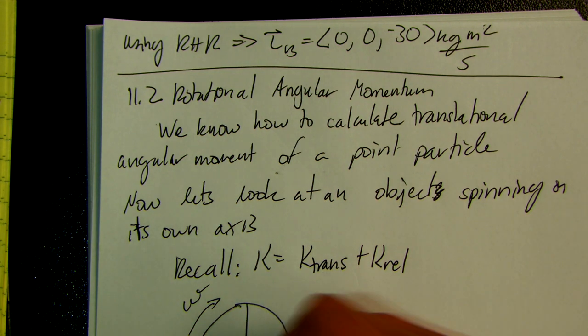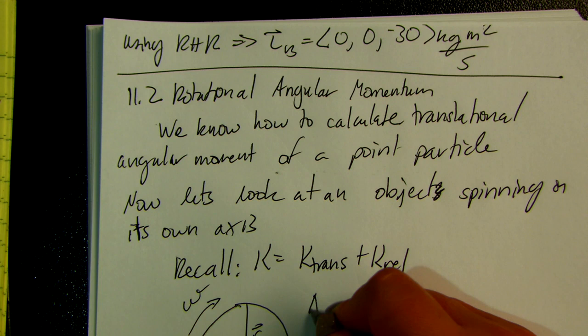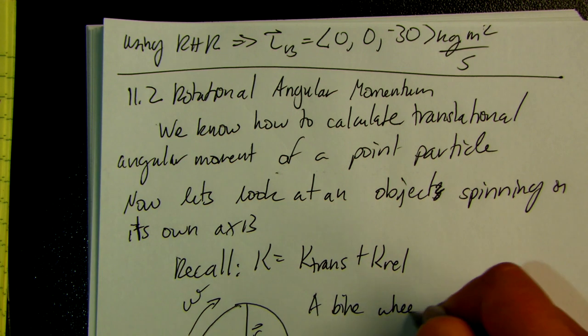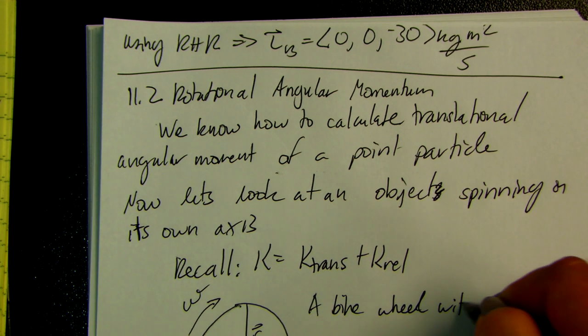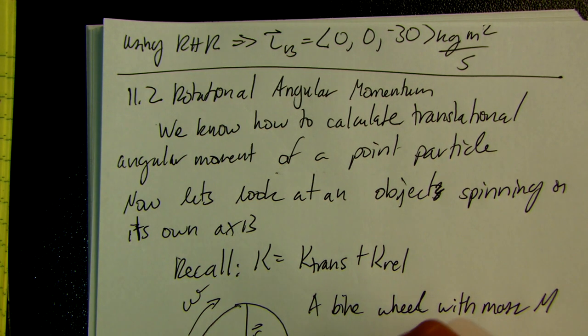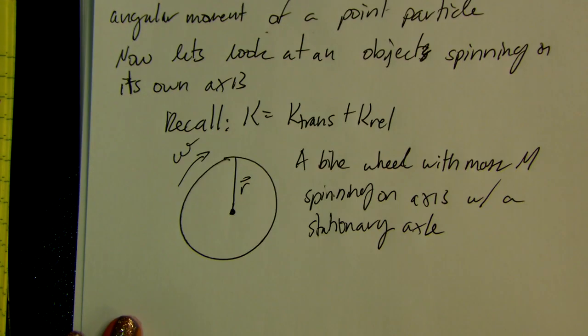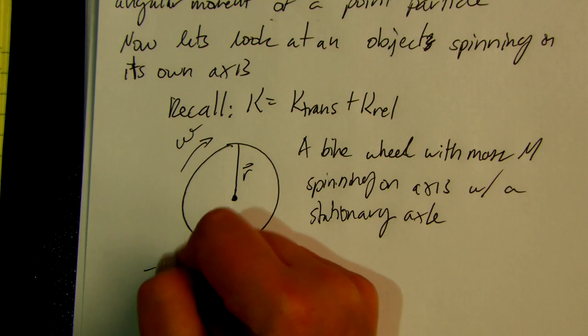So, let's start by once again considering a bike wheel. It's spinning. All right, so a bike wheel with mass m, spinning on an axis with a stationary axle. All right, so as we've talked about with bike wheels before, most of the mass is in the wheel.